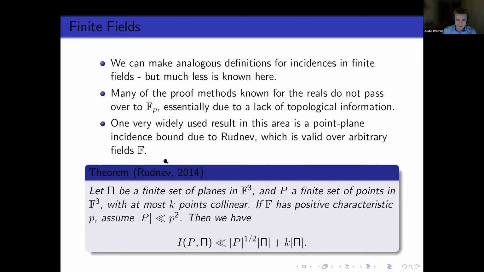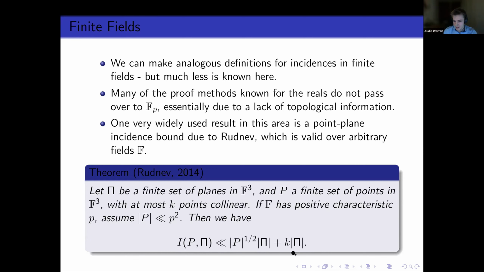What this states is, if we were to have capital Pi be a finite set of planes in F^3, where F is now an arbitrary field, and a finite set of points P in F^3, with at most k of our points being collinear, so we can't find a line with more than k points on it. If F has positive characteristic p, then we have to assume that our point set is relatively small. But if we have this, then we get an upper bound for the number of incidences between our set of points and our set of planes.